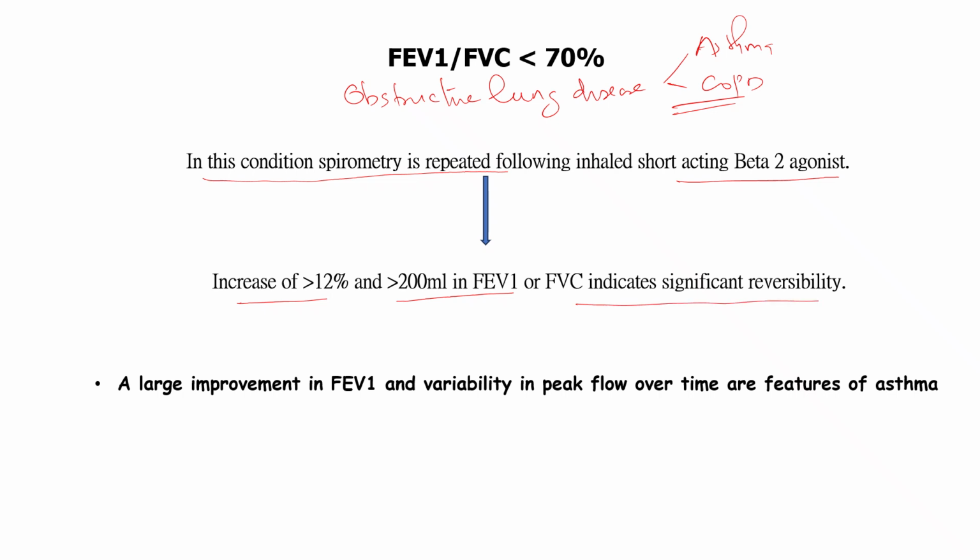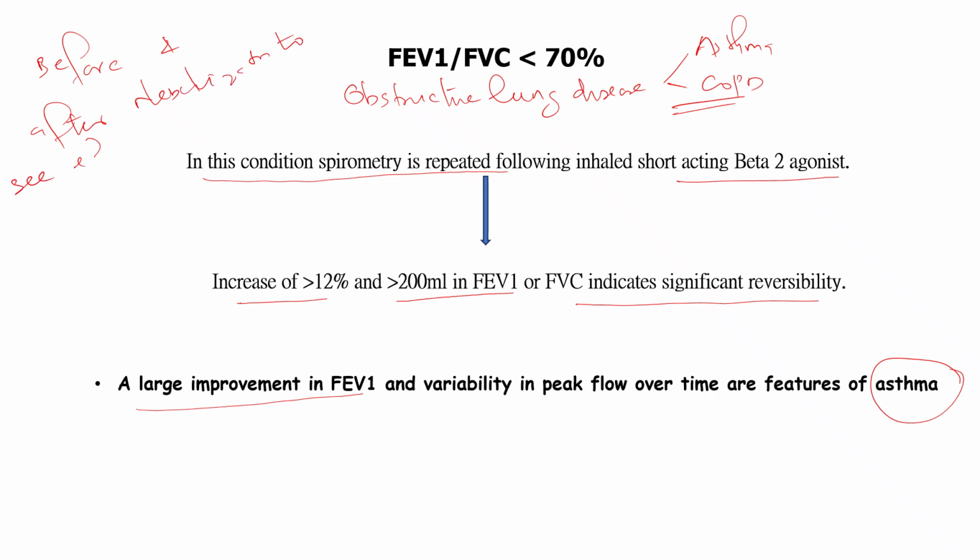If the reversibility is greater and there is a large improvement in FEV1 and variability in the peak flow over time, these are actually features of asthma. So you need to calculate the spirometry before and after nebulization to see if it is reversible or not. If it is reversible and is fulfilling the criteria, we can say it has features of asthma.